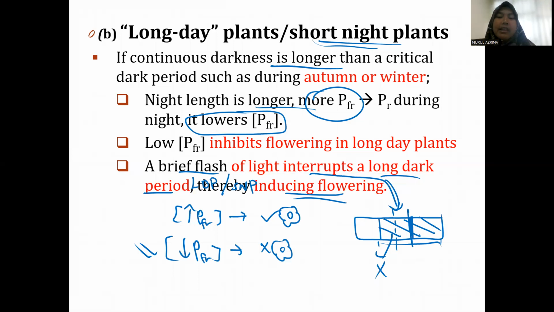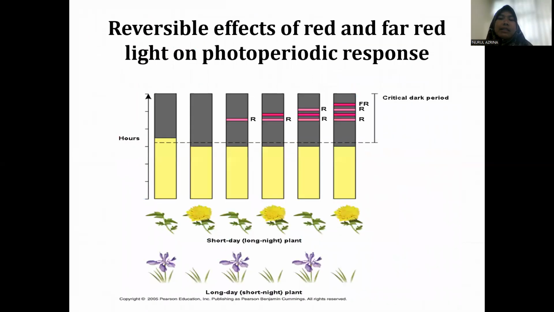Okay, so hopefully you are okay with this. Reversible effect of red and far red light on photoperiodic responses. Sometimes you will be given this kind of question.